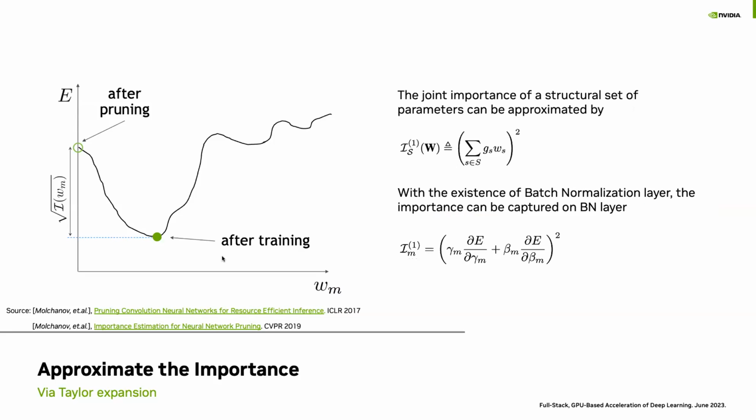The importance score that I just discussed is calculated on a single parameter. When it goes to channel pruning, the importance of a channel can be simply estimated by the joint importance of the parameters. And if there is a batch normalization layer following, then we can directly compute the importance on the batch normalization layer, because the output will finally be scaled by the batch normalization layer, right?